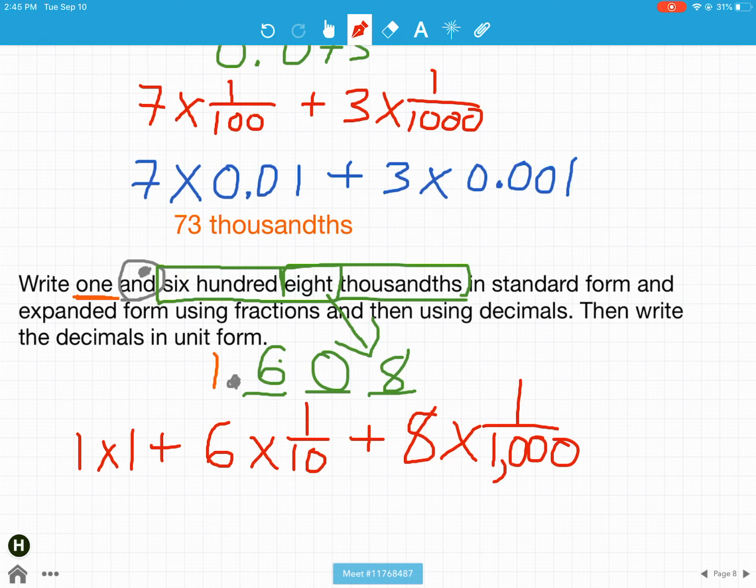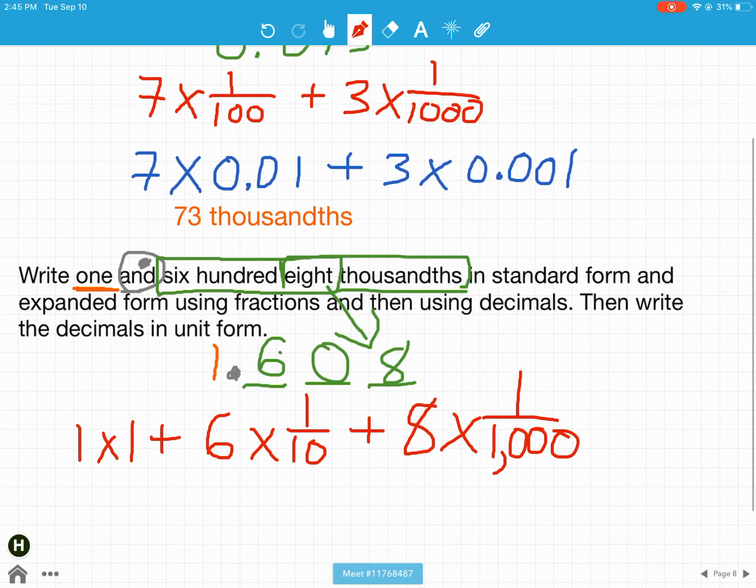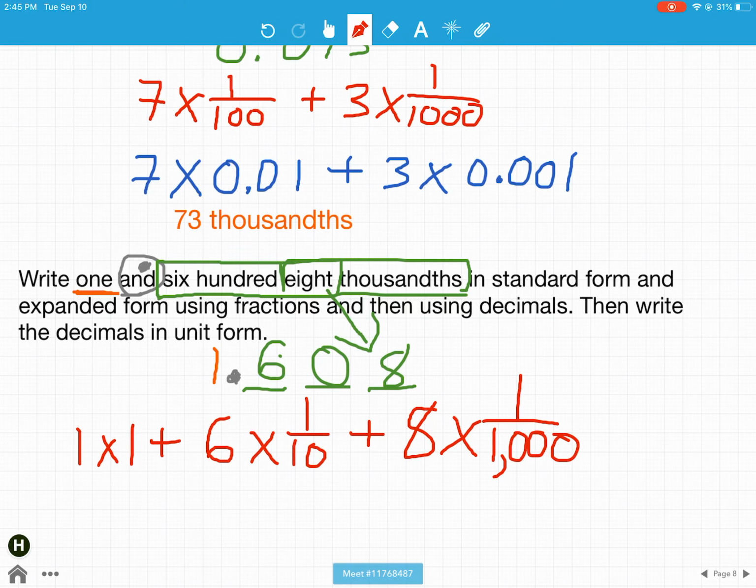Okay? So there we have 1 times 1 plus 6 times 1/10 plus 8 times 1/1000. Okay? And that's how you would do it in expanded form with fractions. Because the 6 represents tenths. The 8 represents thousandths. It even says it right here. Thousandths. Okay?